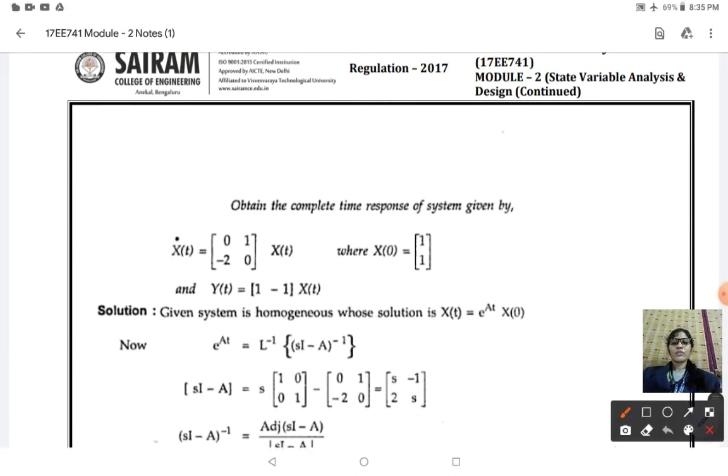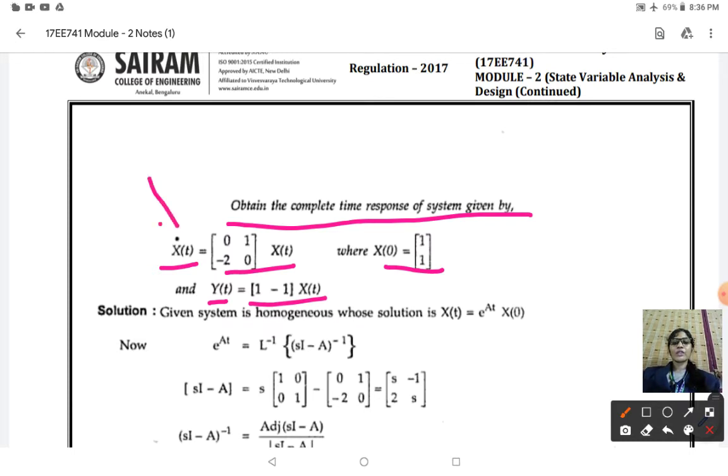Take down this problem. Obtain the complete time response of the system given by x dot of t is equal to Ax of t and the initial condition is given. Why? Because we need to consider the initial condition since it is a state variable approach. If it is a transfer function approach, we can blindly consider the initial condition to be 0. Also they have given y of t is equal to so and so.